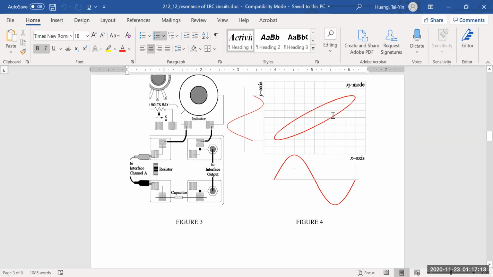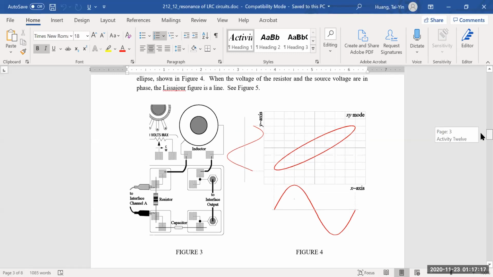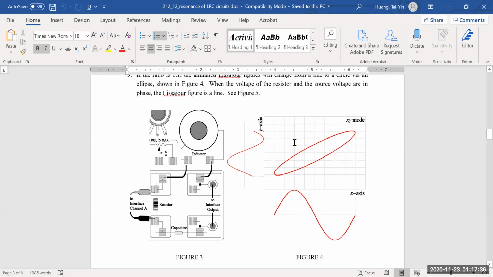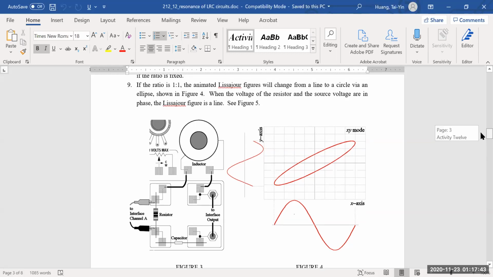So in the oscilloscope, you're going to see this kind of diagram, and this is in the XY mode. One is the output voltage, and one is the voltage of the resistor. Because this is an AC circuit, your voltage is a sinusoidal waveform, and the output voltage is also a sinusoidal waveform. They may be in phase or out of phase, and the goal is to find the place to change your frequency.